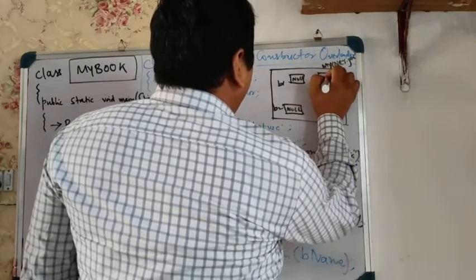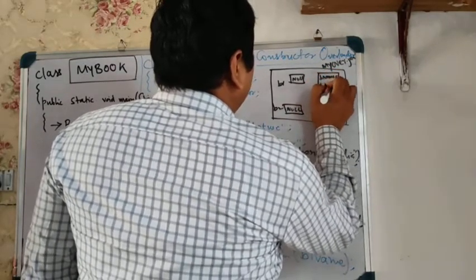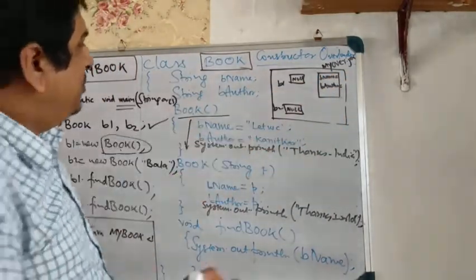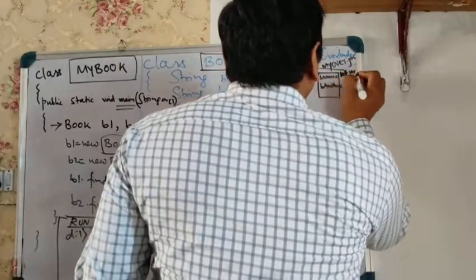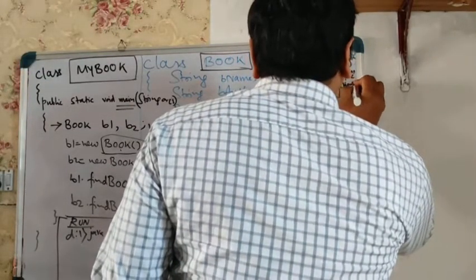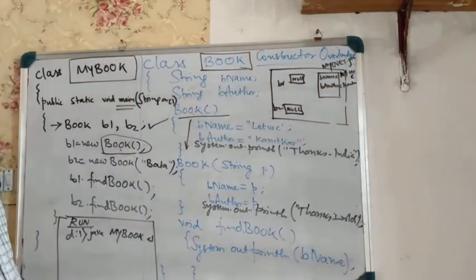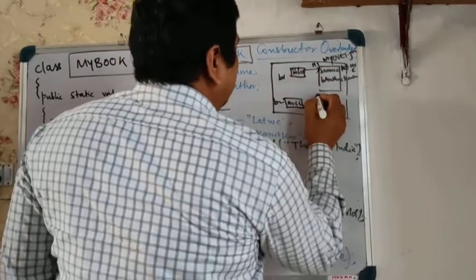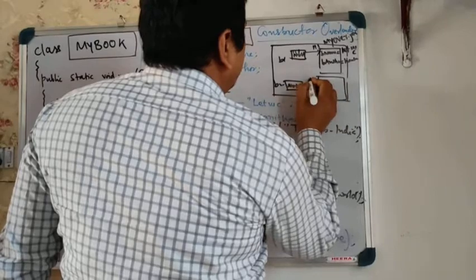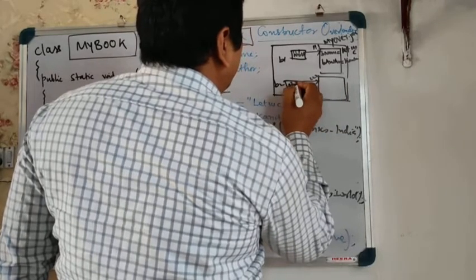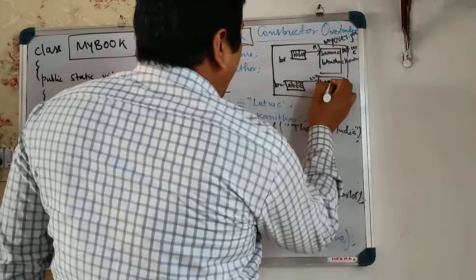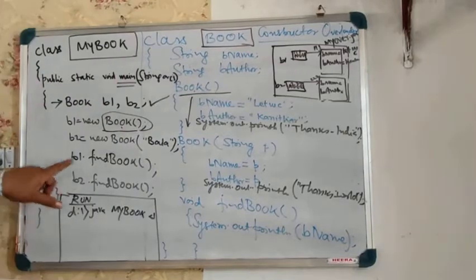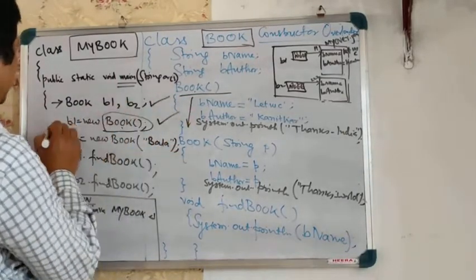So in memory, what happened? There will be B name and B author. In B name, it will put let us see, and in B author, it will put Kanitkar. This is B1, 111, so this is linked with this 111. And this is again B2, 222, so it is linked with this 222. And here also we have B name and B author. So this line is completed successfully.